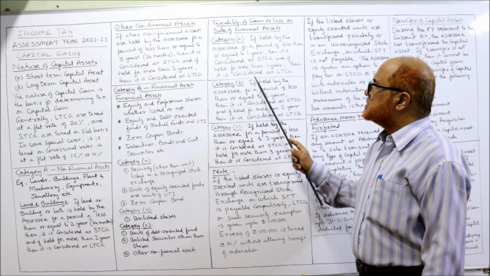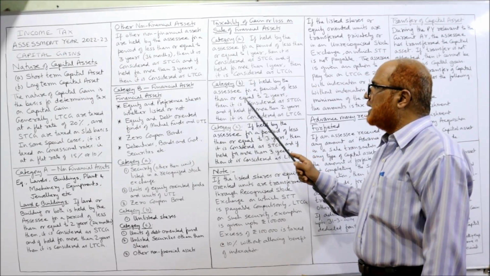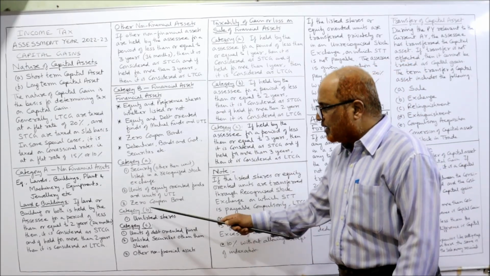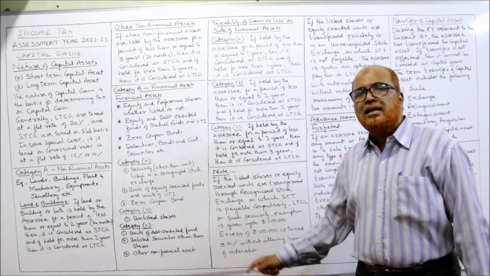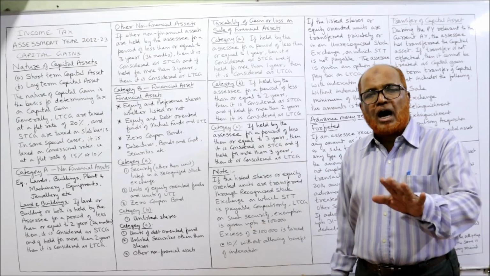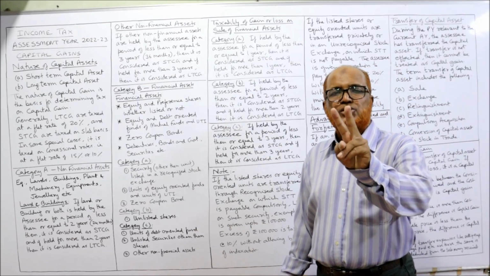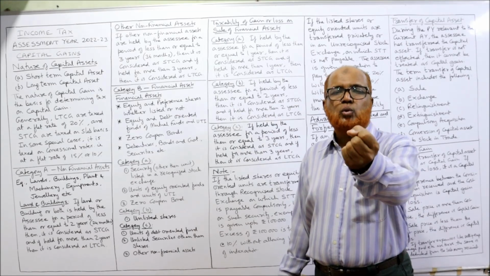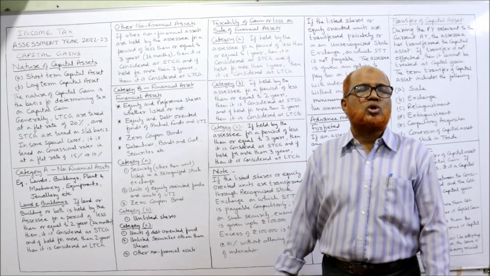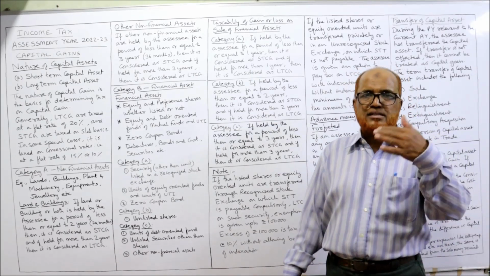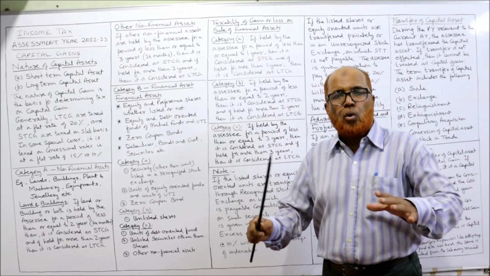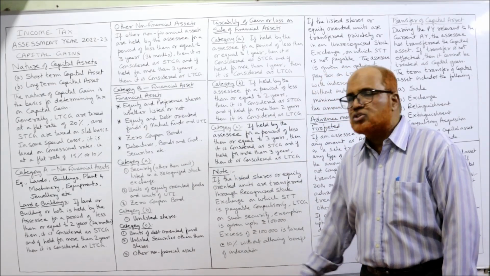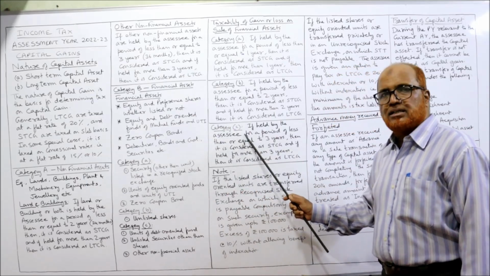Now category B items, if held by the assessee for a period of less than or equal to 2 years, then it is considered as short term for category B. In category B, unlisted shares. For unlisted shares, the holding period is 2 years. If the assessee holds the shares for 2 years or less, it is called short-term capital asset. Gain arising is short-term capital gain. If the assessee holds it for more than 2 years, it is long-term capital gain, which is category B.